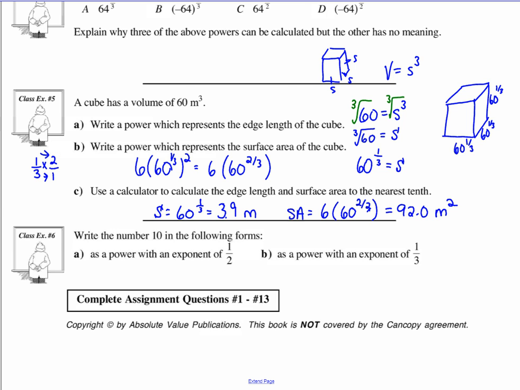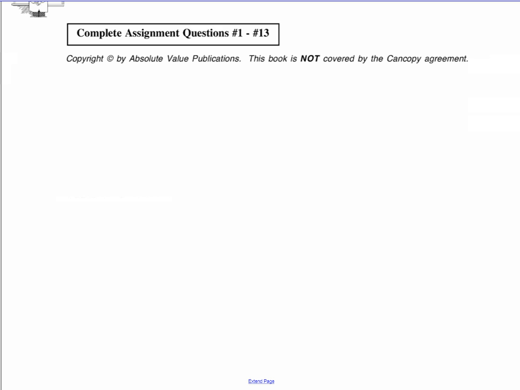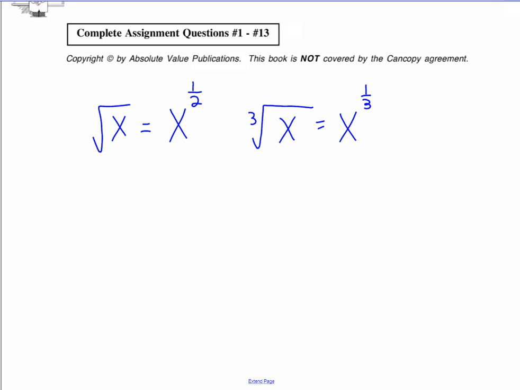Okay, we're done the lesson. A couple of conclusions. The first conclusion: the square root of x is the same thing as x to the power of what? 1 over 2. The cubic root of x is the same thing as x to the power of 1 over 3. And so therefore, the nth root of x is the same thing as x to the power of 1 over n. Okay, that's one conclusion.